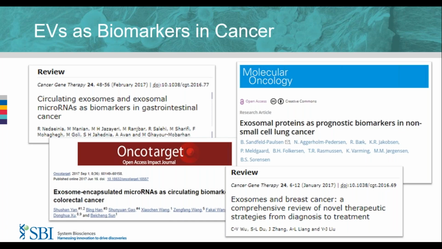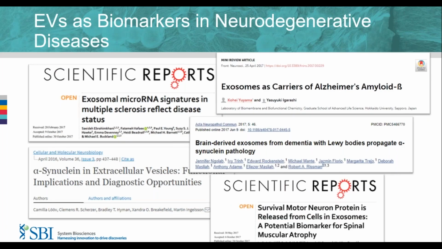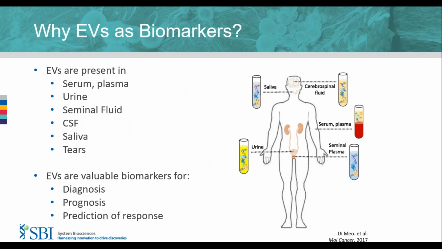For example, these are recent reviews of the role of exosomes and extracellular vesicles as biomarkers in cancer, not only in cancer, but also in neurodegenerative diseases. And we'll go actually into two of the papers that are here, the two Scientific Reports papers, in a few minutes, and many other diseases. So why are EVs such good biomarkers? The main reason is that they're present in serum, in plasma, in most biofluids that one can think of: urine, seminal fluid, CSF. And they're viable not only as biomarkers for diagnosis or prognosis, but even also for prediction of response.